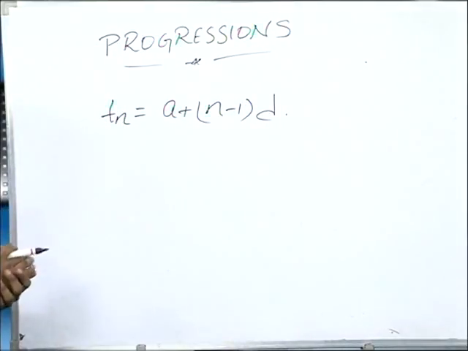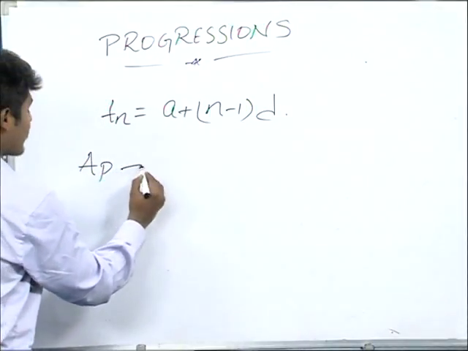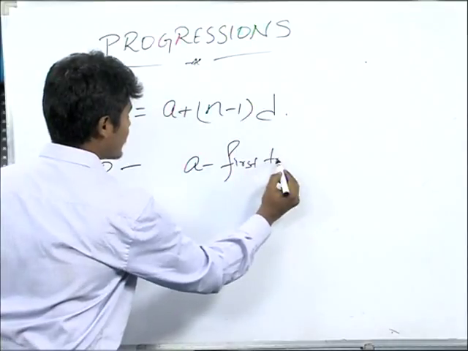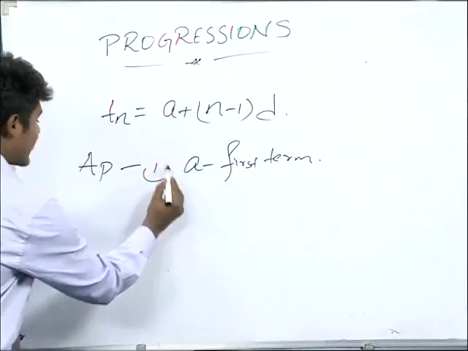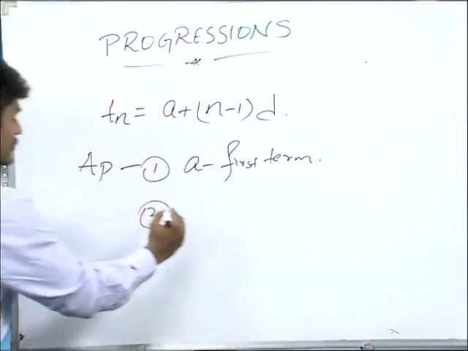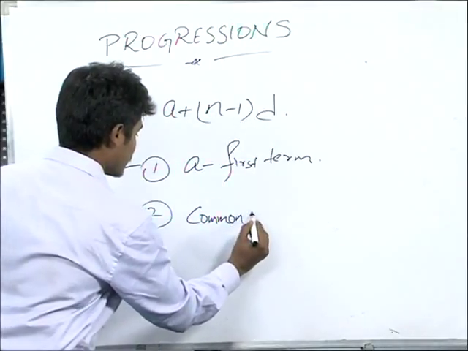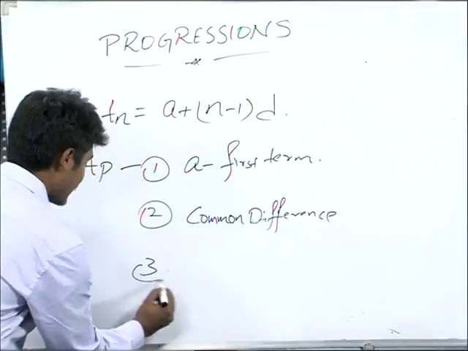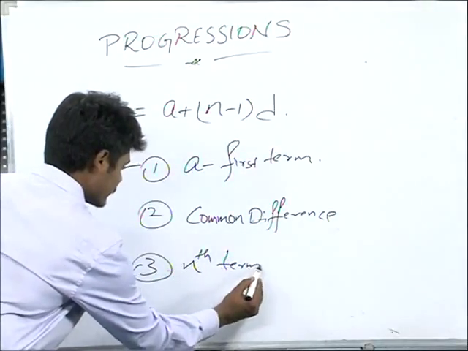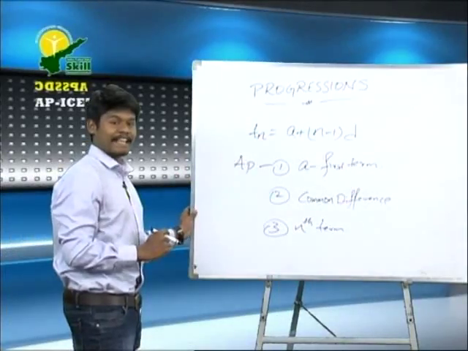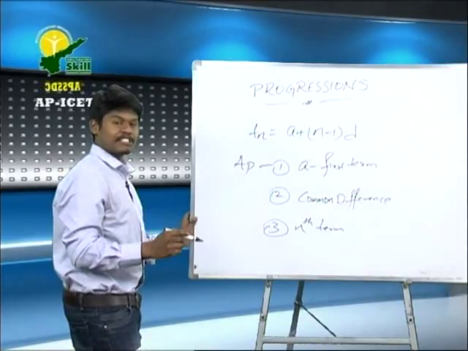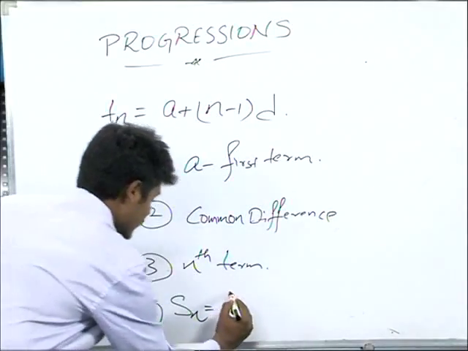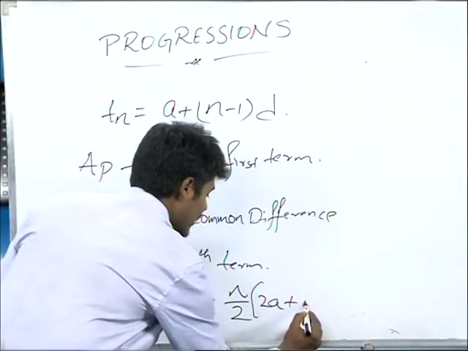This is the last term. Now let's list out all the characteristics of an AP progression. First is the first term, the first term of the series. Next, in the second step we should calculate the common difference. In the third step we should calculate the nth term, and fourth, the sum of the entire series should be calculated, that is the sum of n terms. Sum of n terms is given by n by 2 into 2a plus n minus 1 into d.